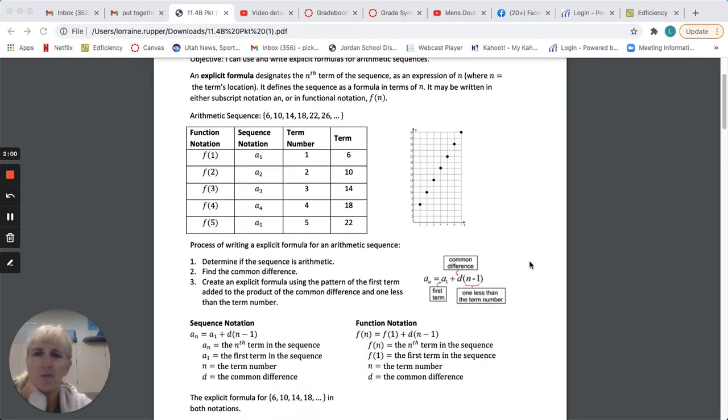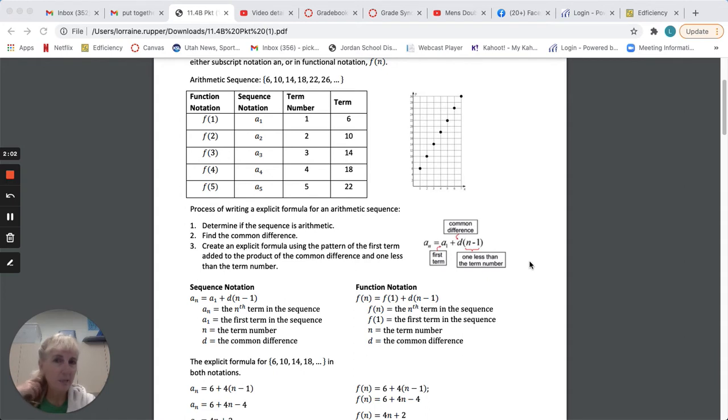So the process of writing an explicit formula for an arithmetic sequence. First, you determine if this sequence is arithmetic, okay? So we go 6, what do you do to 6 to get to 10? 10 to 14, 14 to 18. Oh, I can see this. I add 4, add 4, add 4, add 4. Then I determine, yes, it is an arithmetic sequence. Okay? So then we find the common difference. We can see d is 4.